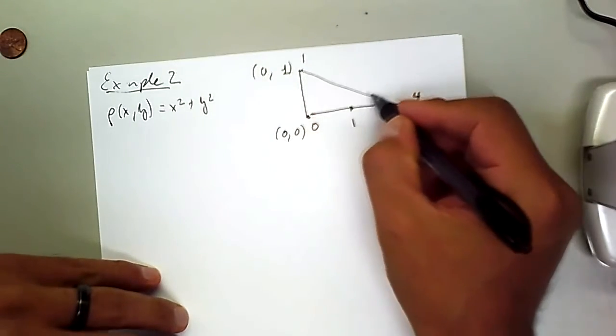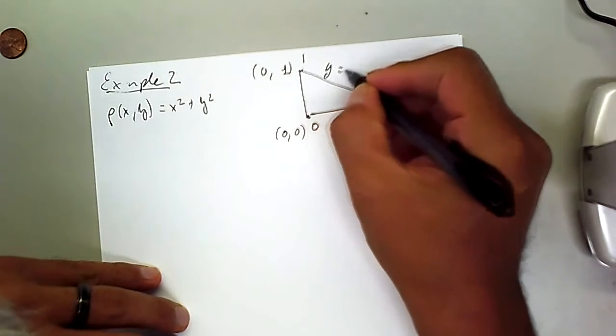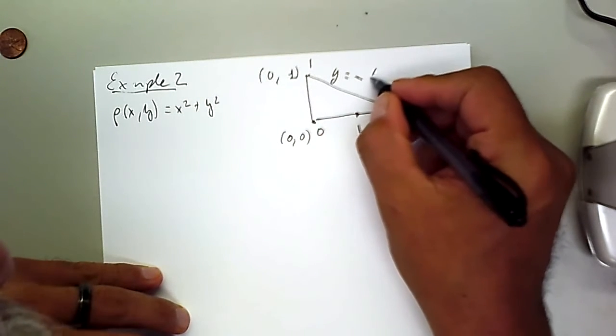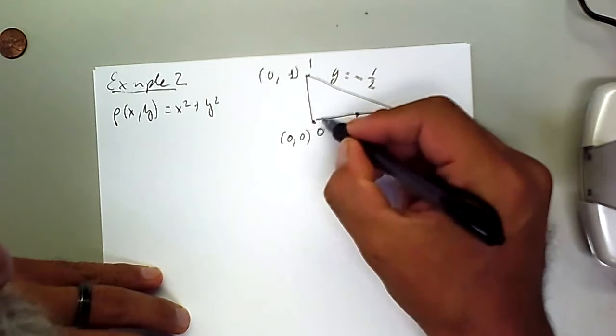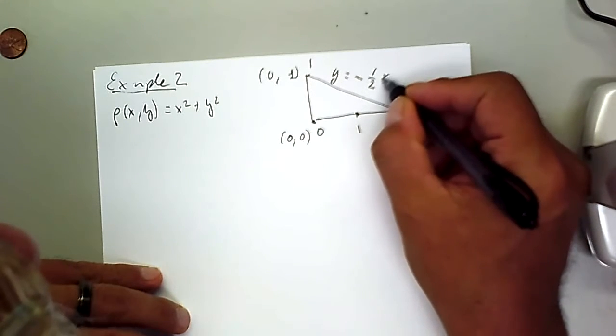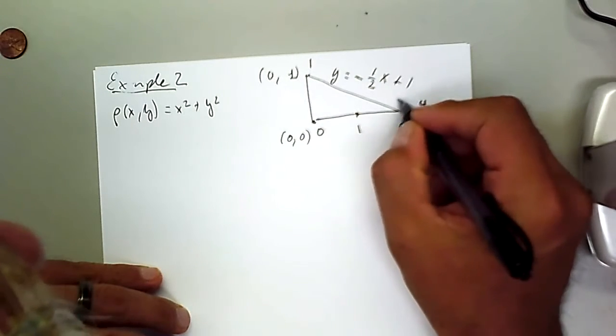We should know the equation of this line, which is kind of easy to figure out. The y equals, the slope, of course, is negative because we go down. It is a half because we drop 1 when we run 2. Drop of 1, run 2, x. And the y-intercept is 1. So there we have it.